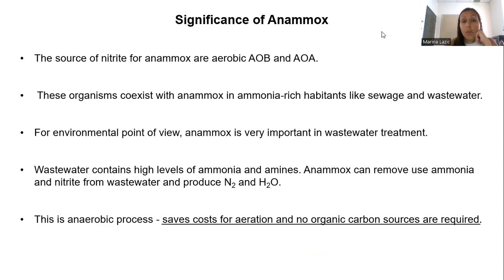Why are they significant? The source of their nitrite is coming from AOB and AOA. When AOB and AOA oxidize ammonia, they produce nitrite, and then anammox can use that nitrite. So usually AOA and AOB coexist with anammox in habitats that are ammonia rich, and those habitats are sewage and wastewater. Anammox can also compete with NOBs for the same substrate. Basically for NOB, nitrite is the energy donor, but for anammox, it is the electron acceptor.